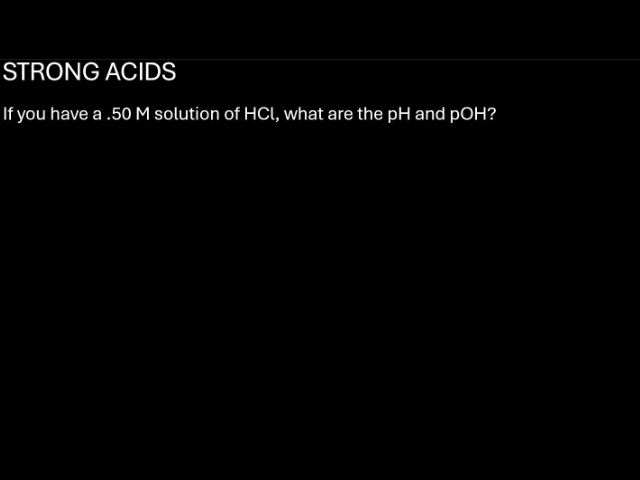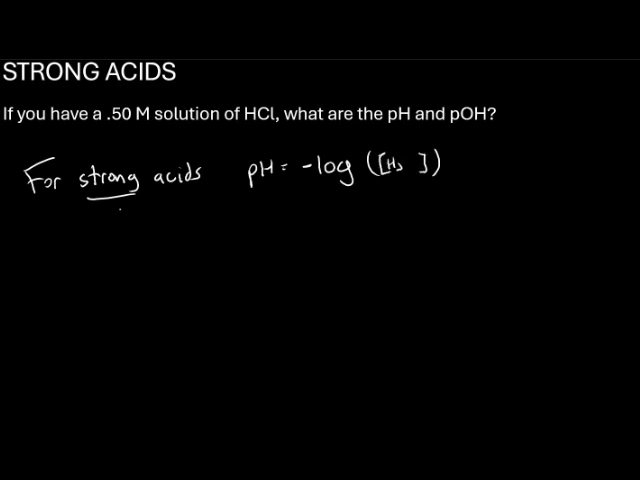Now, if you do have a strong acid, there is an equation to find the pH first. We can say that our pH is equal to negative log of the concentration of the strong acid. We usually abbreviate the concentration of strong acid as bracket H3O plus. This H3O plus can stand for any strong acid.